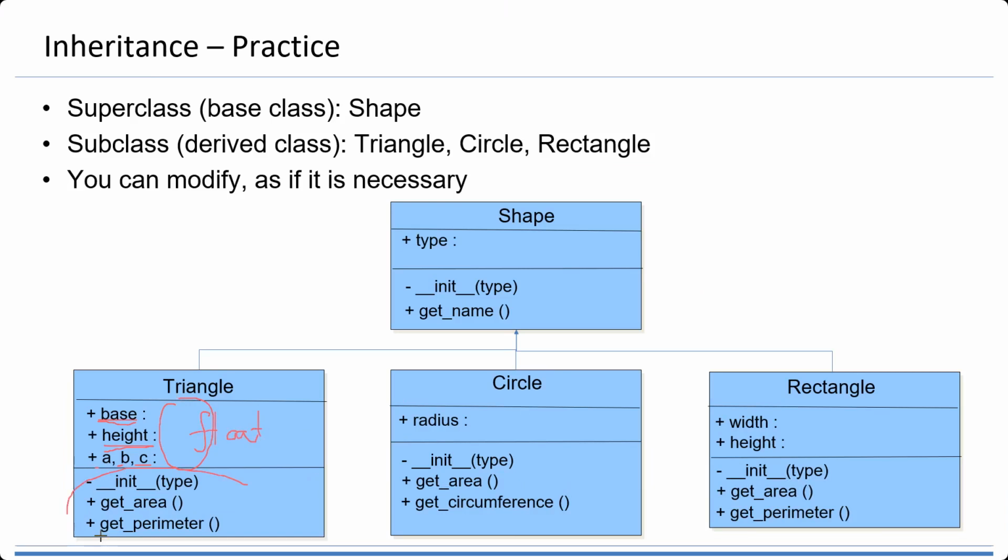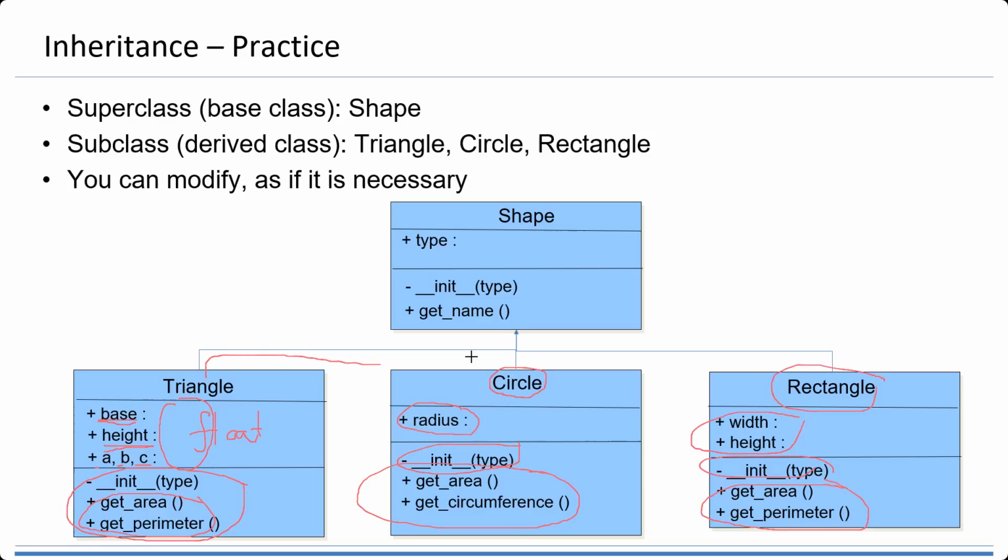And there are one constructor and 2 methods. For the circle, we have one data and one constructor and 2 methods. For the rectangle, we have 2 data, one constructor and 2 methods.